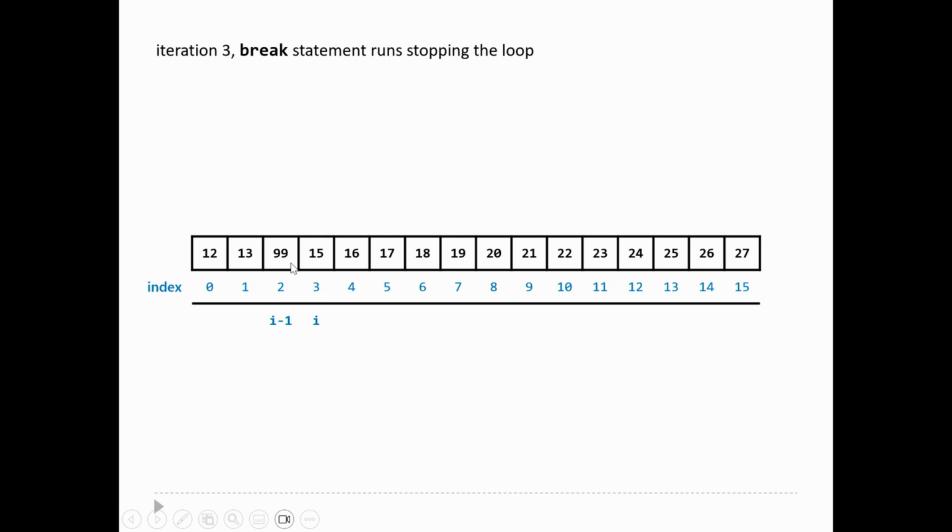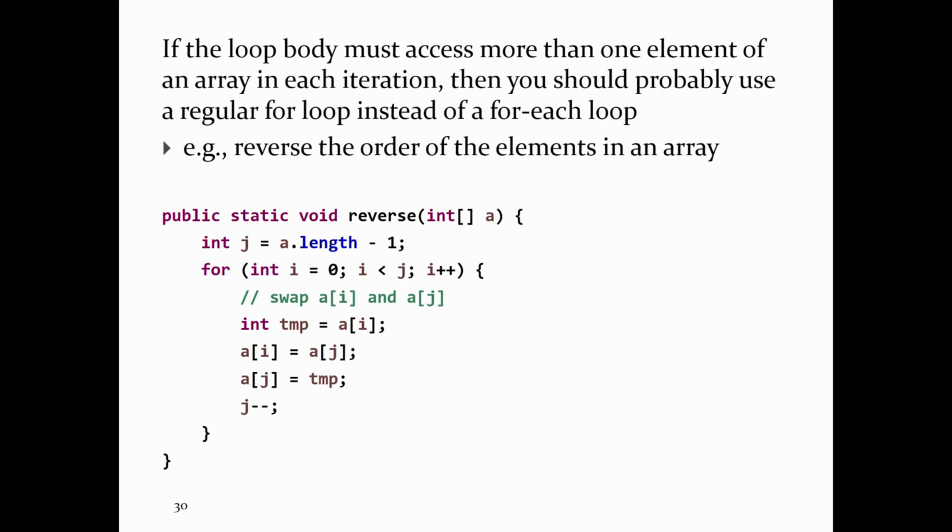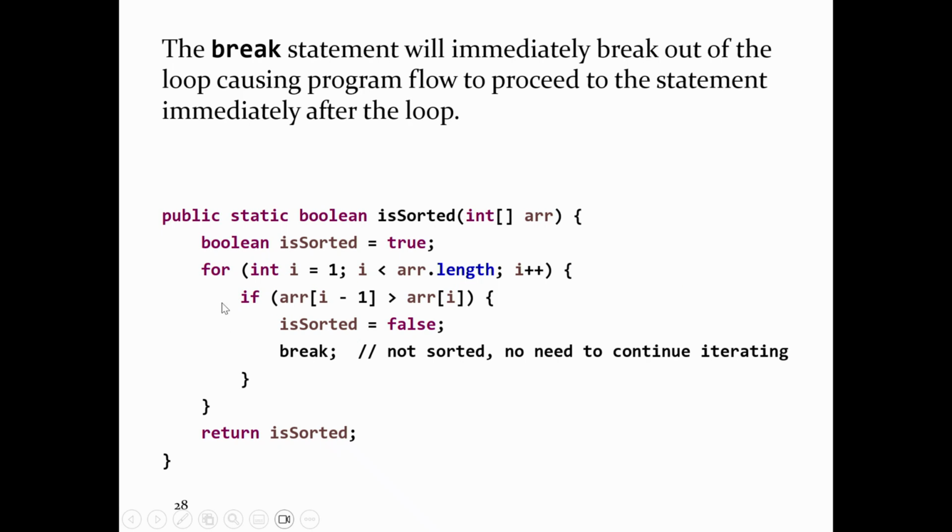So in this example here, when we see the elements 99 and 15, we know that the array is not sorted, so we can stop iterating over the elements of the array and break out of the loop. I guess also here, in this particular example, you can also immediately return false, instead of setting a variable and breaking out of the loop. So a return false also works here.